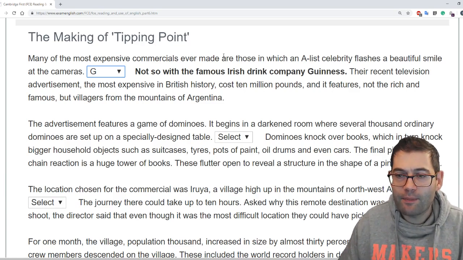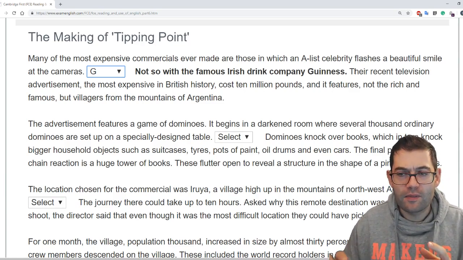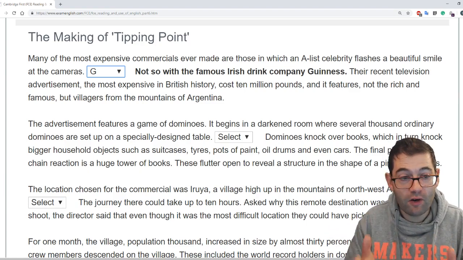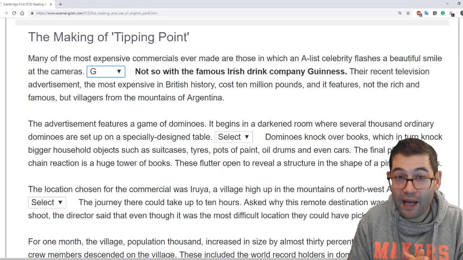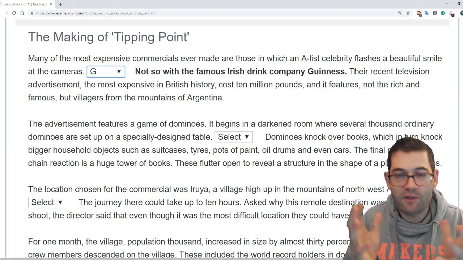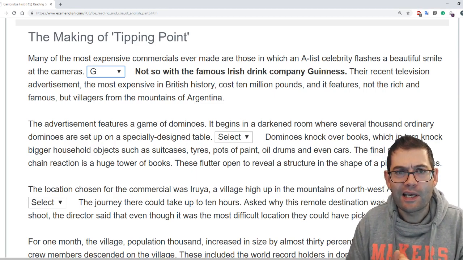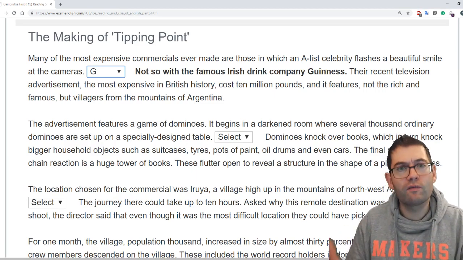And then after the gap, it says someone's advertisement is different. It cost £10 million, but it didn't include rich and famous, wonderful, glamorous people, but it included villagers from mountains. So the context is one of contrast.